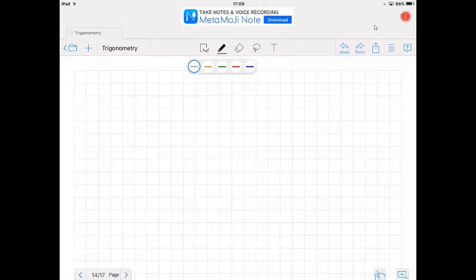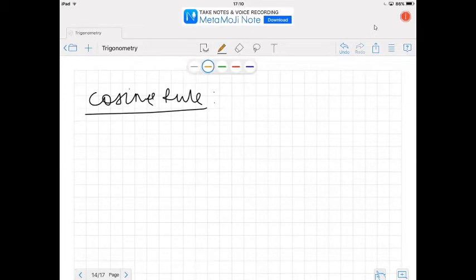We are now going to study and see what the cosine rule is. You have already learned the sine rule in the last lecture. I'm going to tell you now what the cosine rule is. So let us see first what the rule is. According to the cosine rule, in any triangle ABC.